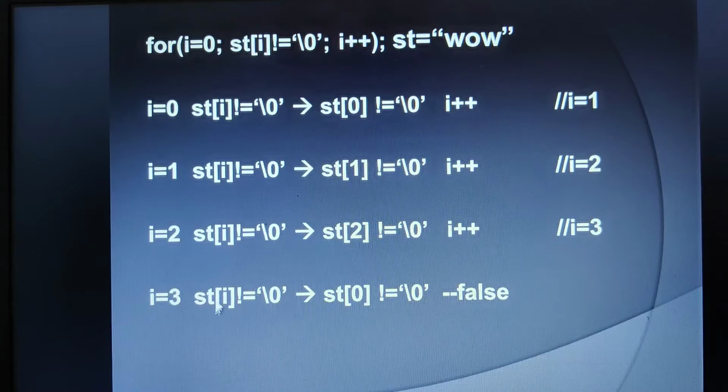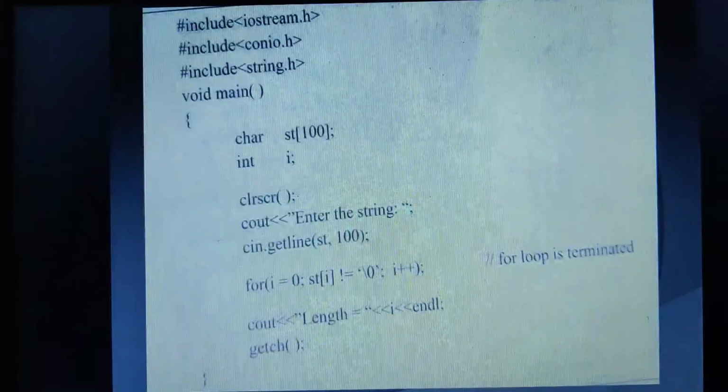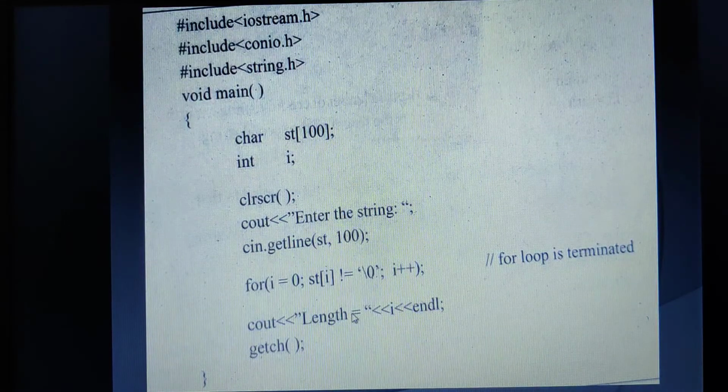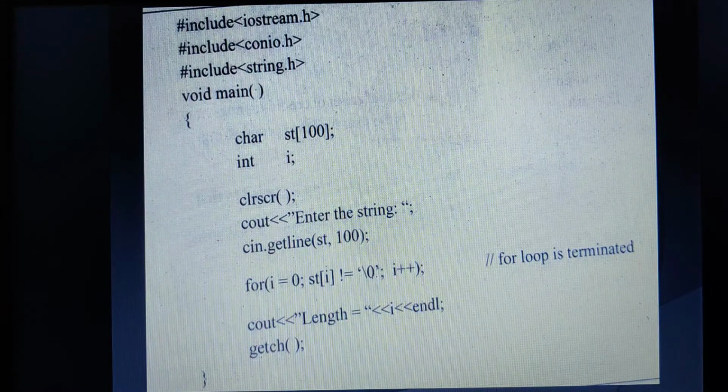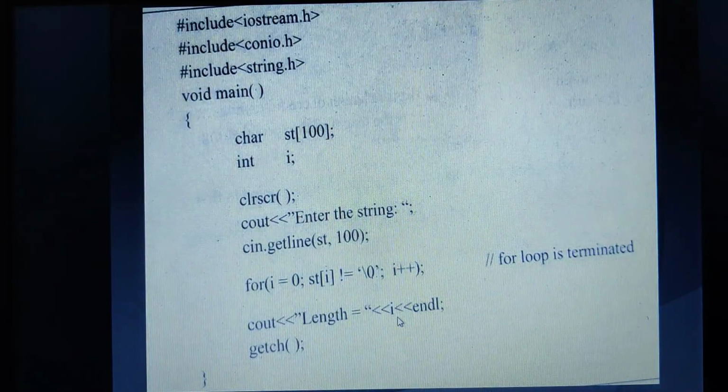So therefore st of 3, isn't it not equal to null? Here the condition becomes false. Once the condition becomes false, we are coming out of the for loop. In fact, we are moving to the next statement, that is we are going to print length is equal to. We were using our counter variable every time. Till now we have seen the i value has reached 3. So therefore I am printing the length of the given string, that is the i variable. That's how we are able to find out the length of a given string without using the built-in function.